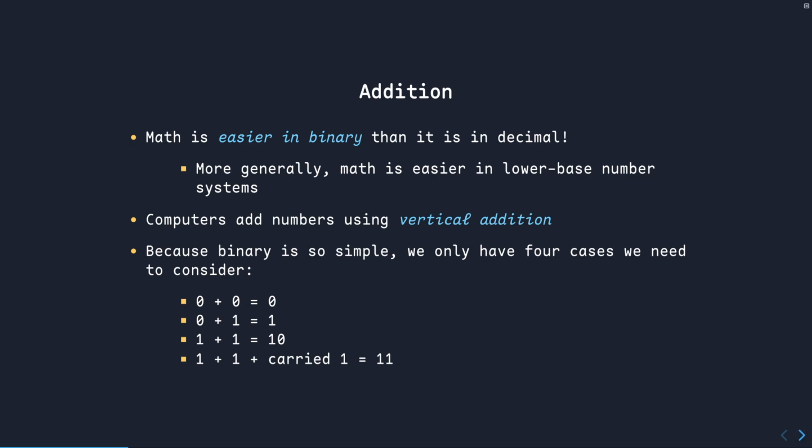Okay. Addition. How do we add numbers in binary? Because we can now write them down, we can convert them, but we need a way to actually do math on them. And luckily, math in binary is surprisingly easier than it is in decimal. And this is generally the case for number systems with lower bases.